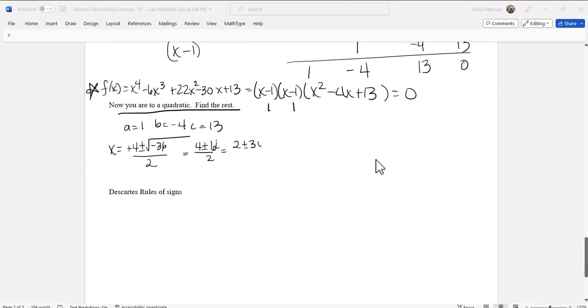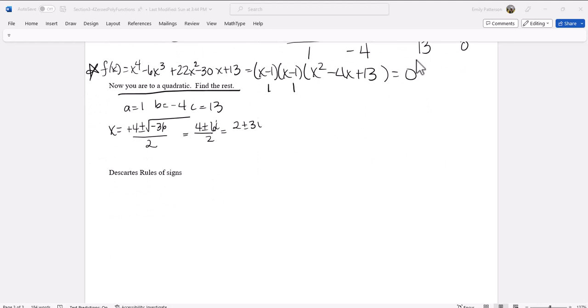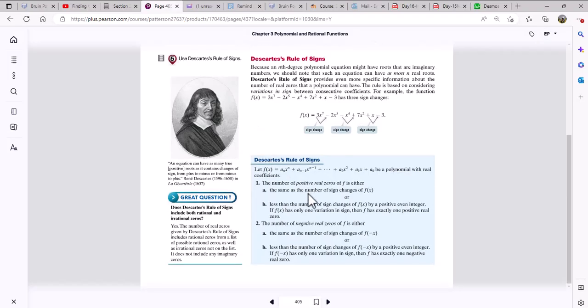So the last thing we want to look at is Descartes' rule of signs. So let me go pull that from the e-text. So Descartes' rule of signs is listed here on page 405 in the text. And basically, the possible positive and negative zeros depend on the number of sign changes in the original polynomial, or when we substitute in negative x. So let me show you an example.